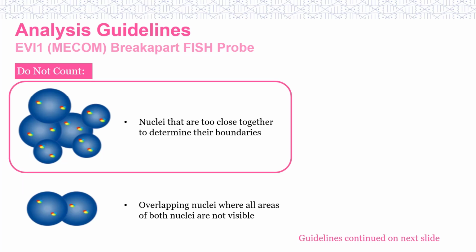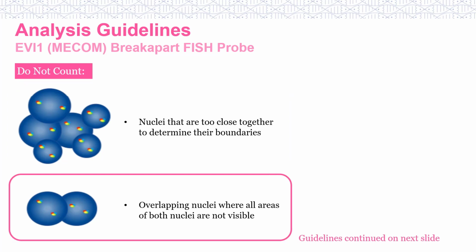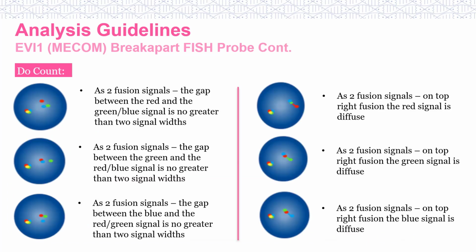Again, analysts should avoid counting cells where the nuclei are too close together to determine their boundaries, as well as overlapping nuclei where all areas of both nuclei are not clearly visible. However, when there are single well-defined nuclei with nice, bright signals, you should count any cell that has a gap that is no greater than 2 signal widths as a fusion.